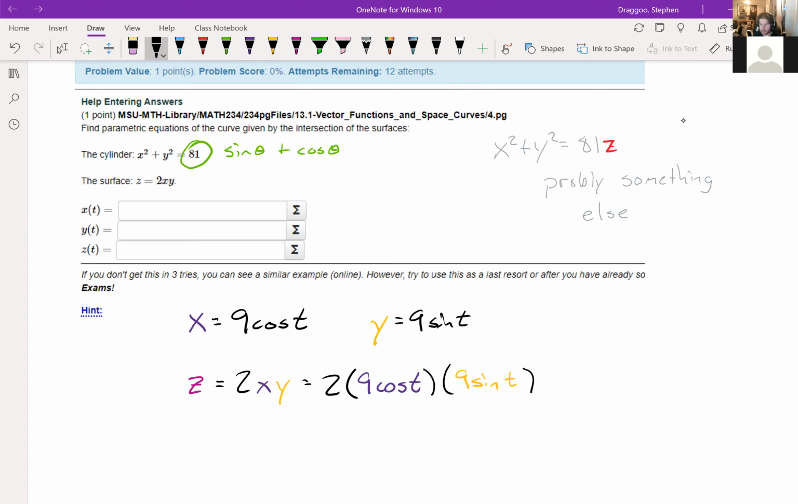I feel like that's rhyming just a bit too much. And then we could simplify that if we wanted to, or we could just leave it in its factored form. Personally, I prefer leaving it in its factored form. It'll probably be easier to work with later if we need to.